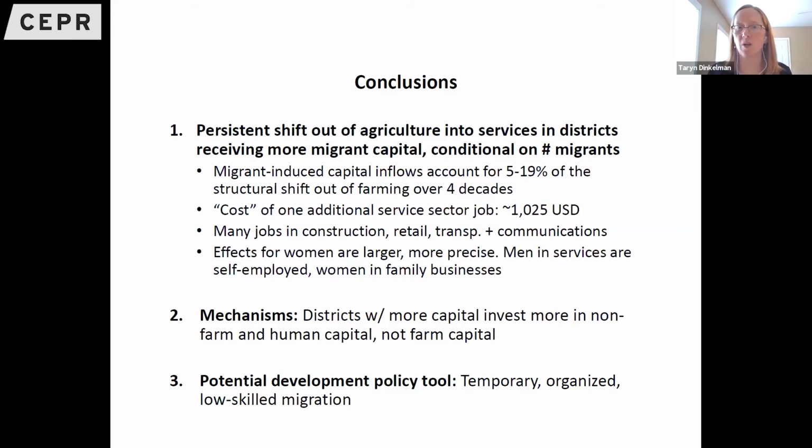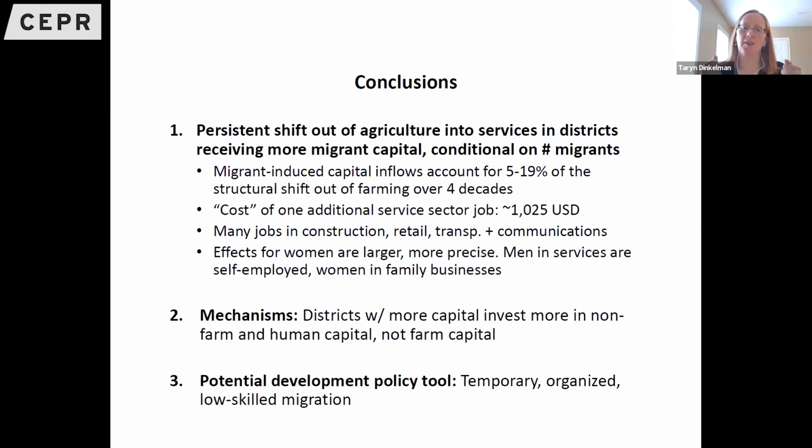A lot of these jobs in the service sector are in construction, in retail, transport, and communications. And it looks like the effects for women are larger and more precise. We think that the mechanisms here are that when the money came back, families invested more in human capital. Families may have invested more in non-farm capital. It doesn't look like they invested that money into farm capital at all.